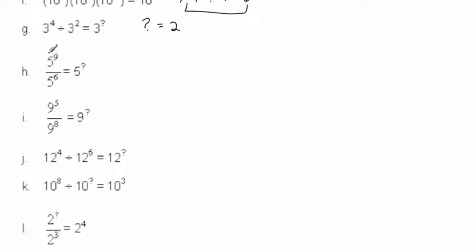So this one is larger right up here. So I'm going to have my answer in the numerator. So 5 to the 9th over 5 to the 6th means 9 minus 6 is 3. So in this case, our exponent is 3, 5 to the 3rd power. Okay, I. We have 9 to the 5th divided by 9 to the 8th.